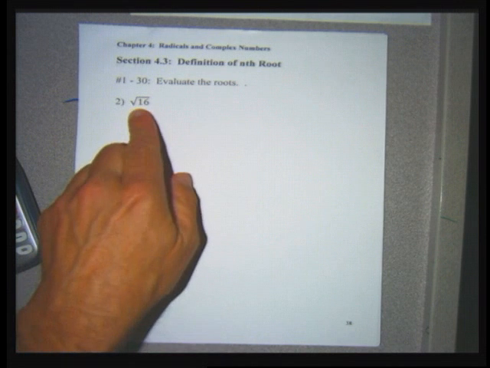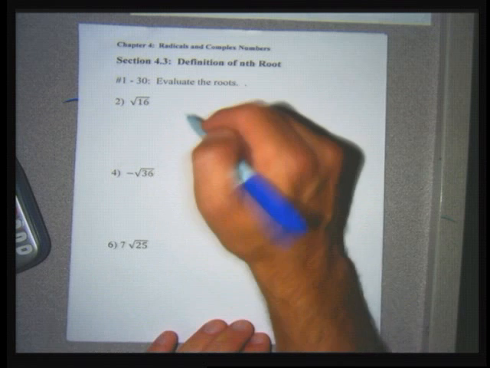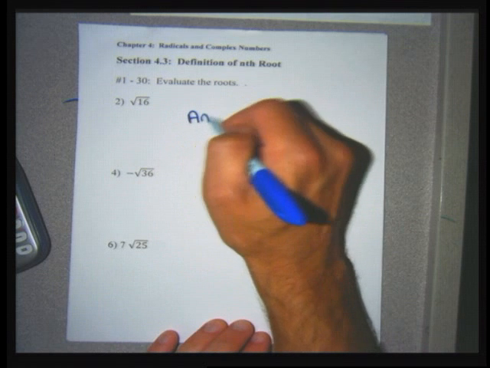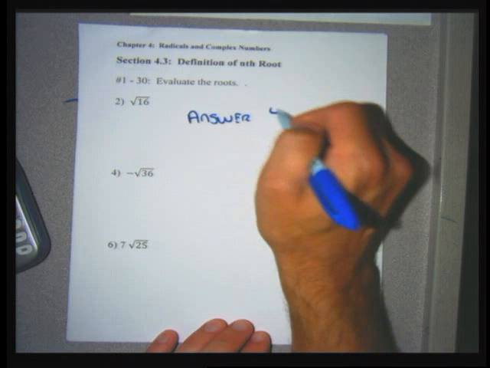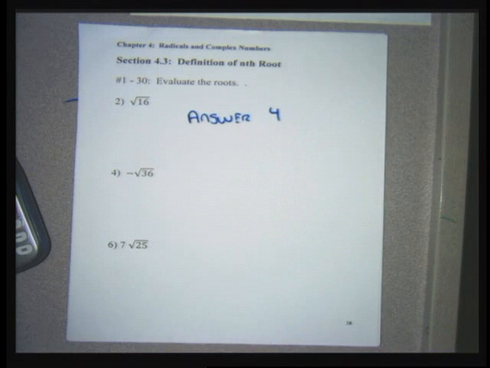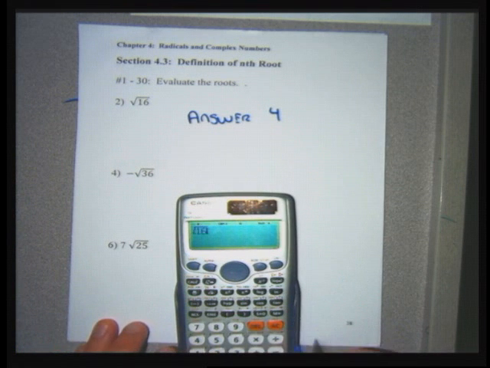So problem 2 asks me what positive number squared is 16, and I know that's 4 because 4 squared is 16. The answer is just going to be the number 4. I don't need to show any work if I do it in my head. On my calculator, I just type the square root button, type 16, equals, and it'll tell me it's 4.